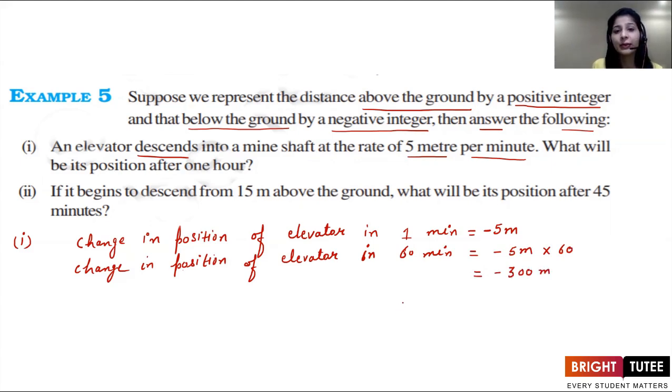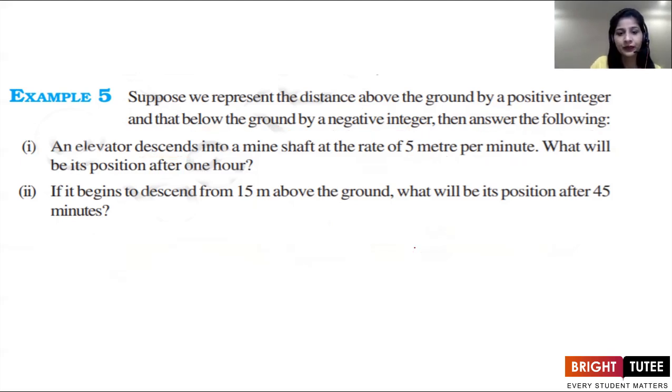Now the position will be 300 below the ground. This negative sign here shows below the ground. Clear? So the final answer is -300 meter. We say the position is 300 meter below the ground because of this negative sign, as it is below the ground, represented with a negative sign. Let us solve the second part now.